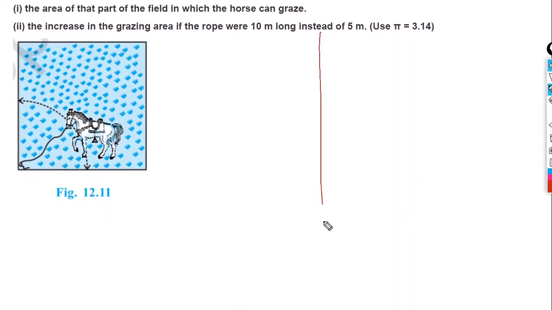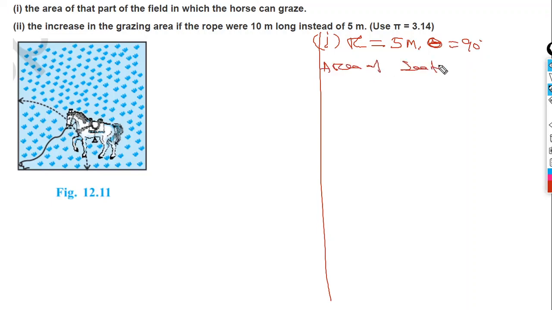Okay. So first of all we will move to (i). Here what is given? Here r is given. Radius is equal to 5 meter. Theta angle is given, 90 degree. So directly write the area of sector, or you can also write the grazing area, will be equal to theta by 360, that is 90 by 360 into pi r square. Pi is 3.14 into r is 5 square, which will be equal to, now you can cancel 90 and 360, after cancellation it will be 1 by 4.